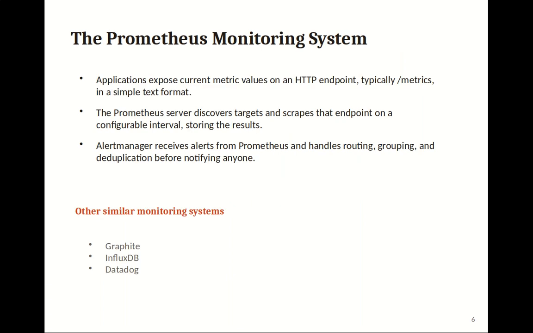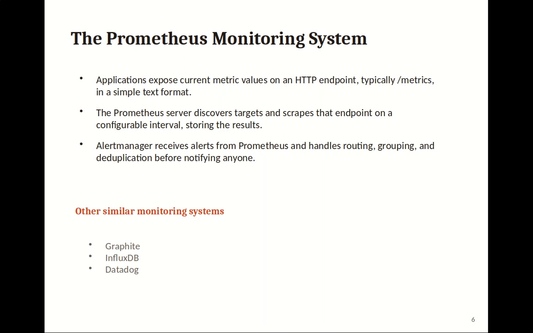The Prometheus monitoring system. Applications expose current metric values on an HTTP endpoint, typically slash metrics, in a simple text format. The Prometheus server discovers targets and scrapes that data from the endpoint on a configurable interval, storing the result. Alert Manager receives alerts from Prometheus and handles routing, grouping, and deduplication before notifying anyone.